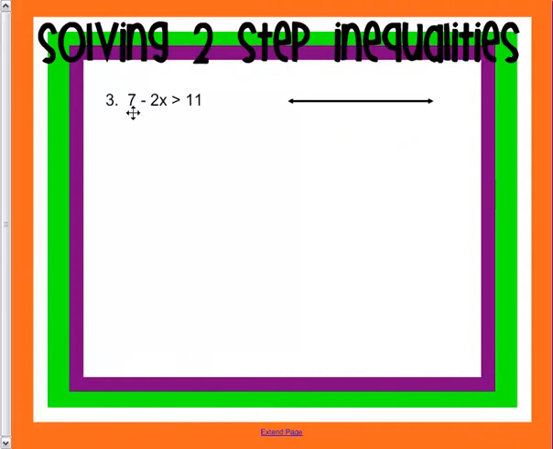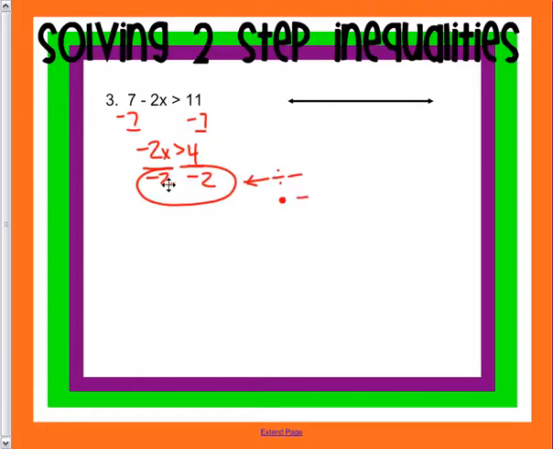Okay, let's look at this one. Here we've got 7 minus 2x is greater than 11. So for this one, I'm going to take 7 away from both sides, and I'm left with negative 2x is greater than 4. Now I'm going to divide by a negative 2 on both sides. What do you know when we divide by a negative or we multiply by a negative? What do we know we have to do? We have to reverse the sign. So we're going to change the sign from a greater than to a less than.